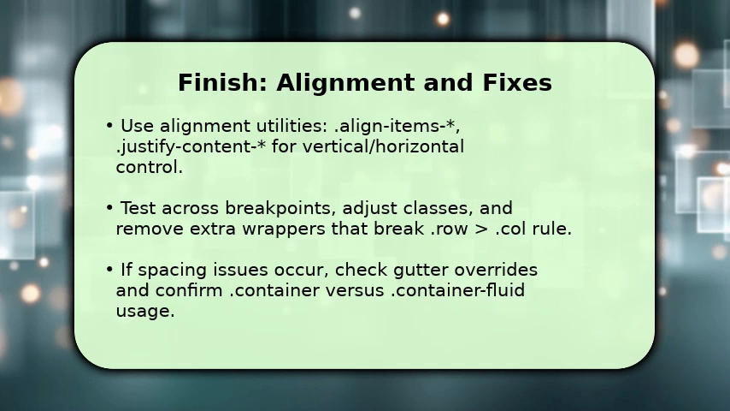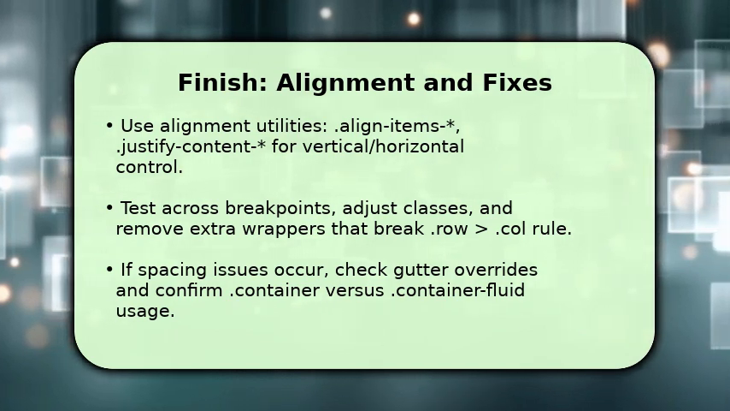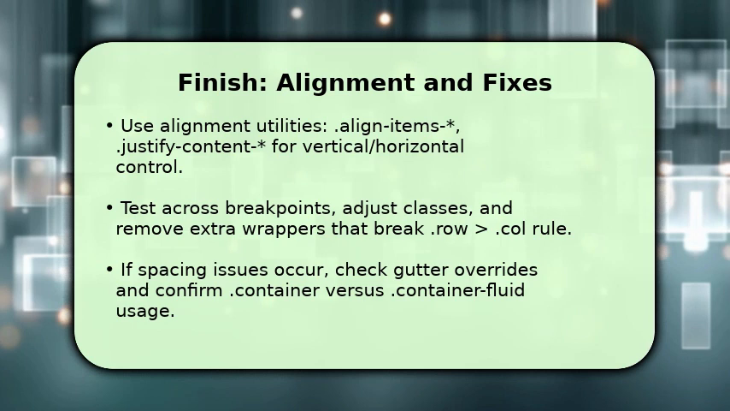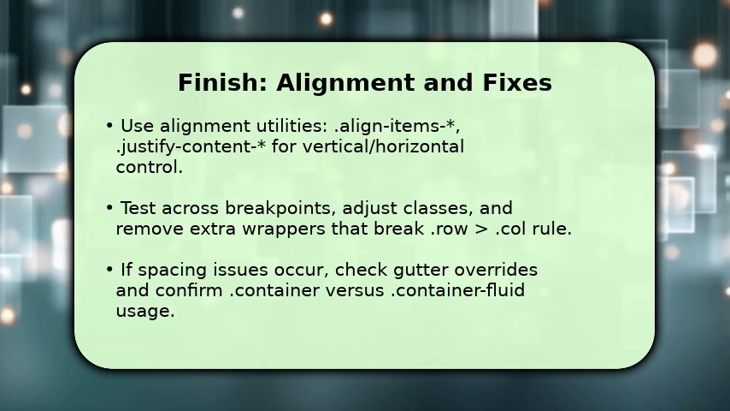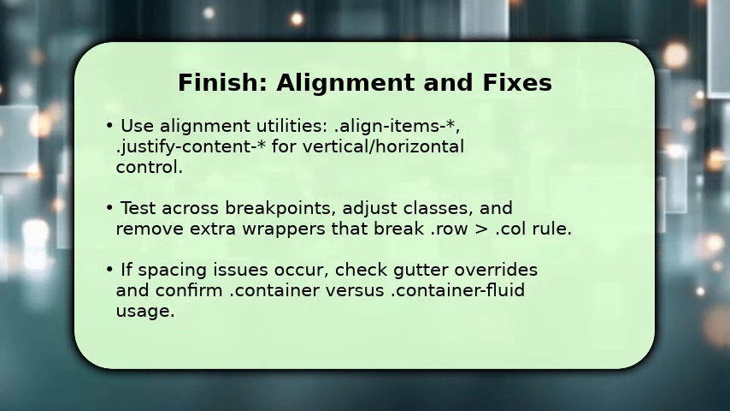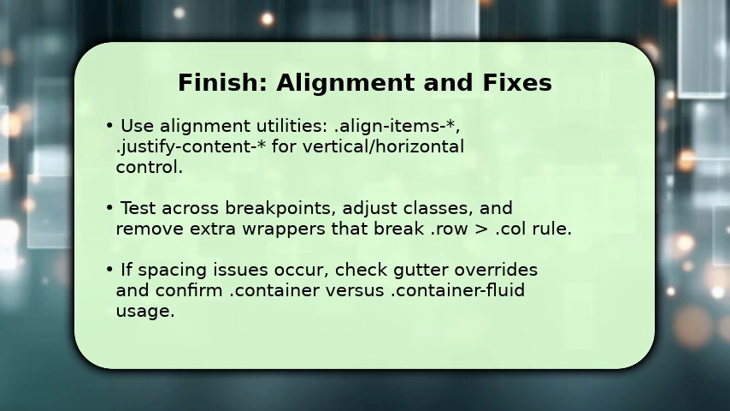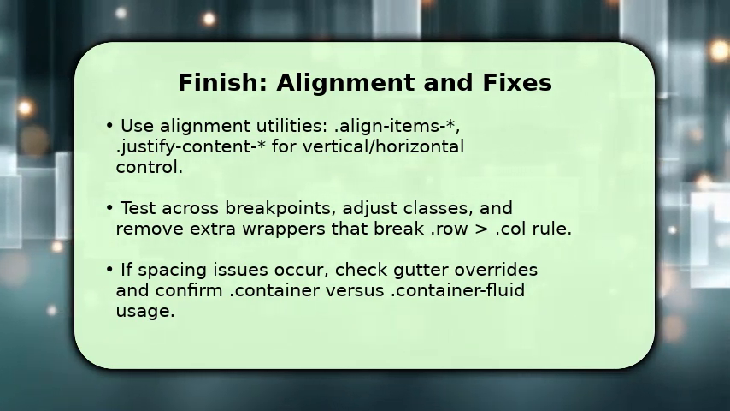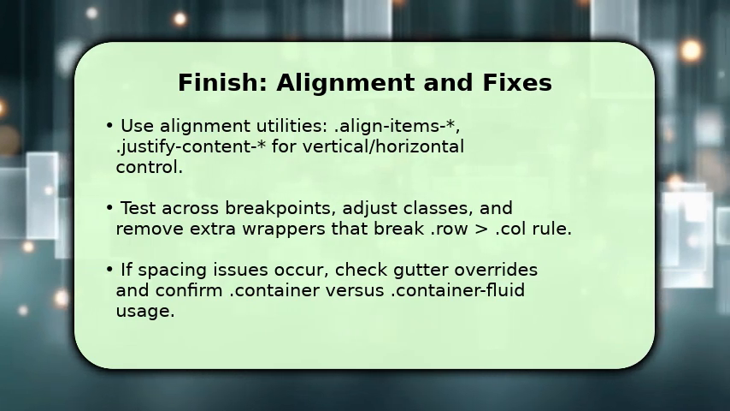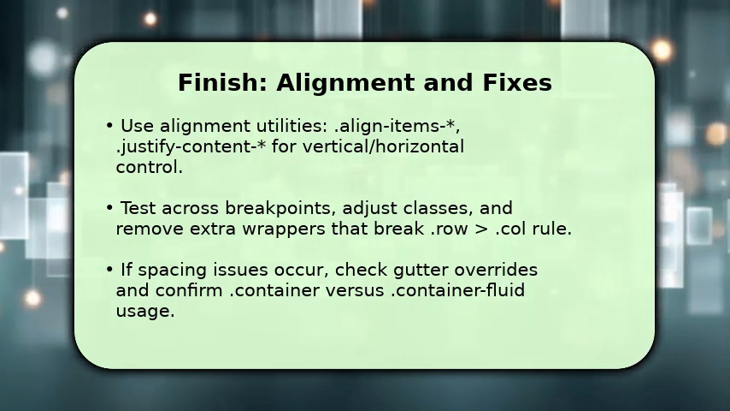Test the page across breakpoints and tweak classes until columns behave as expected. Make sure no extra wrappers interrupt the row-col structure, because that breaks gutters and alignment. If things go wrong, inspect gutter settings and verify you used container or container-fluid intentionally. One key troubleshooting tip: if spacing looks off, remove misplaced elements.